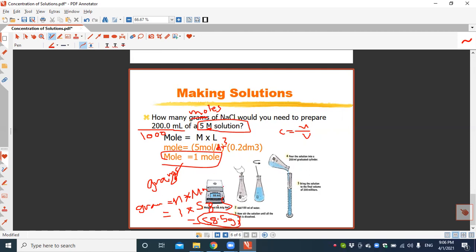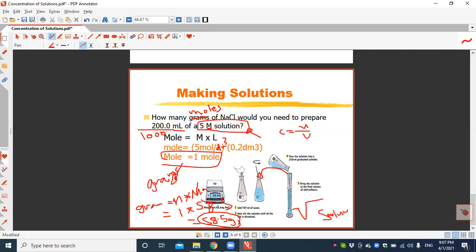So in this experiment, we need a balance, a volumetric flask, and a graduated cylinder. The graduated cylinder is to find what? To find the volume of the solution, to get the correct volume of the solution. Our volume of solution here is 0.2 decimeter cube, which equals 200 mL. So we get the volume and put 200 mL in the volumetric flask. After that, put 58.5 grams of NaCl, then dissolve it.